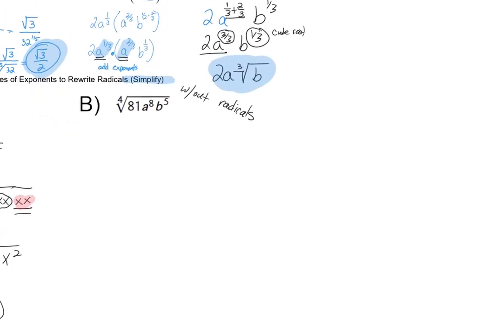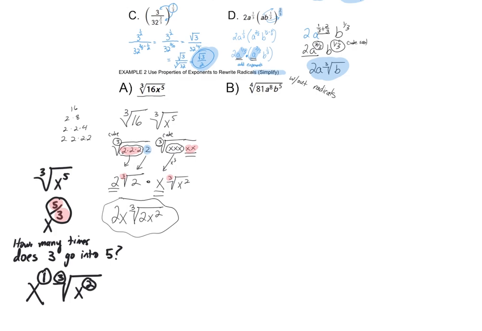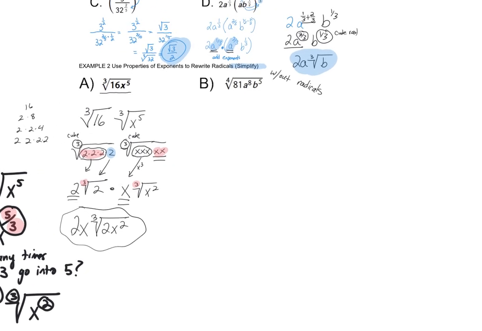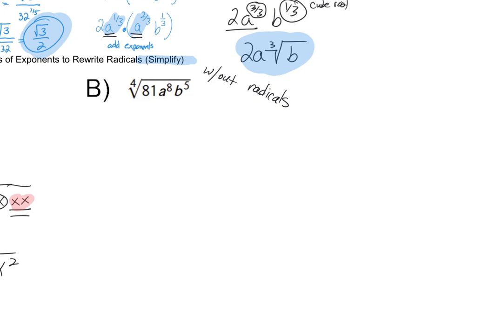All right, moving over to example B. Now, here we go. 4th root. So we're going to make this the 4th root of 81. We're going to take the 4th root of a to the 8th. We're going to take the 4th root of b to the 5th. Again, here we go. The 4th root of 81.